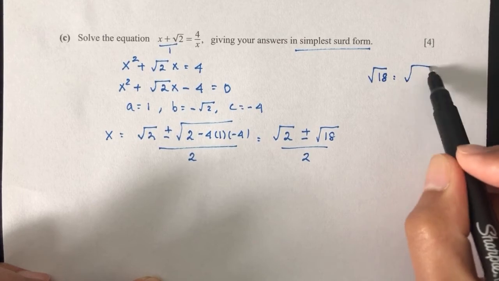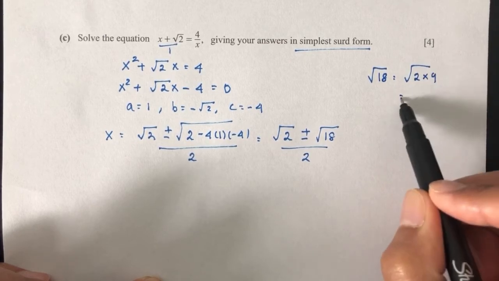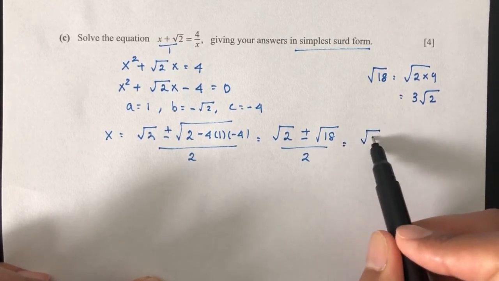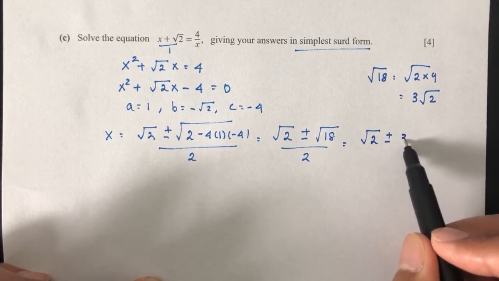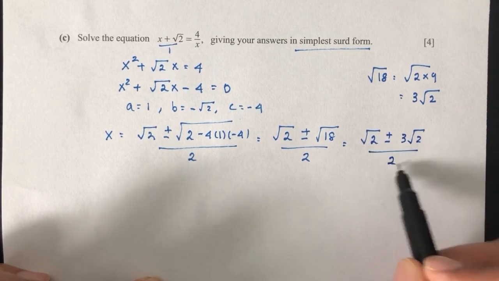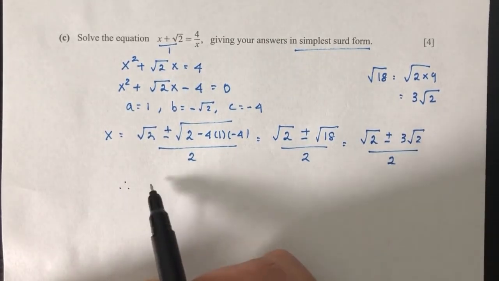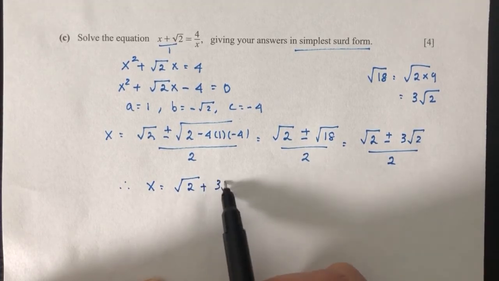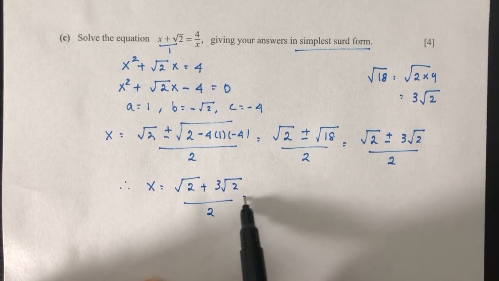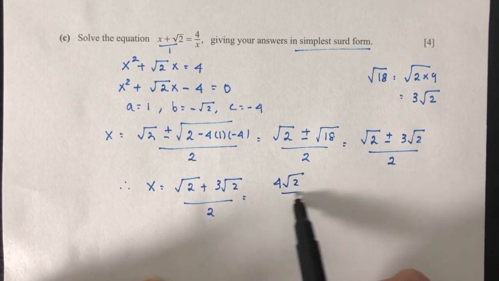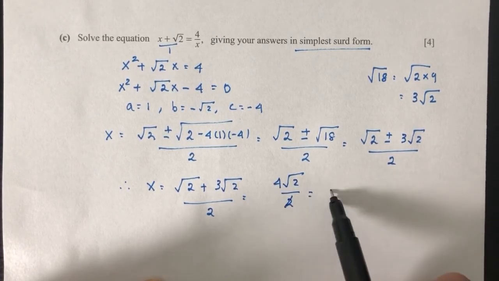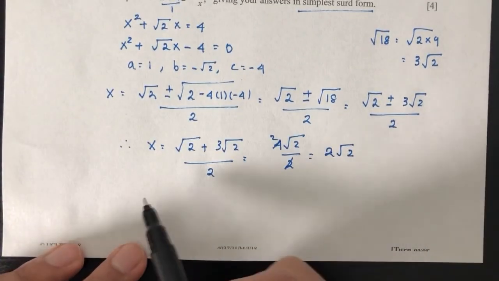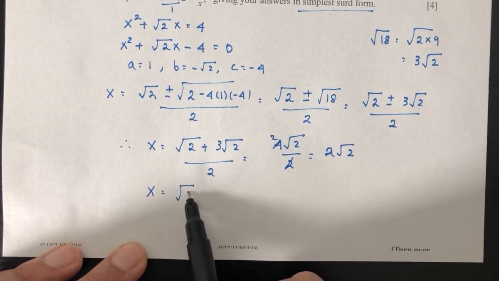It is square root of 2 times 9, which is 3 root 2. So replace, that will be root 2 plus minus 3 root 2 over 2. So now we have two values of x. X can be, for the first one, let's do plus 3 root 2 divided by 2. That will be 4 root 2 divided by 2. That will be 2 root 2. And the other one, let's do minus. That will be root 2.